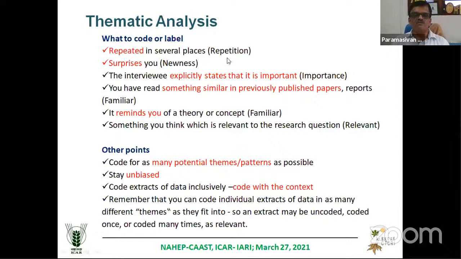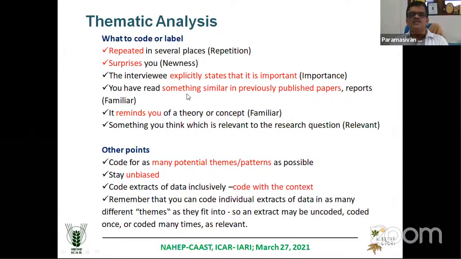Repeated, the same words are repeated in several places. Some words will surprise you, but repeatedly the words are coming there. That is the newness of the words. Some new constructs will come. If the interviewee explicitly states something which is very, very important for me, it means that you have to select it as a code.